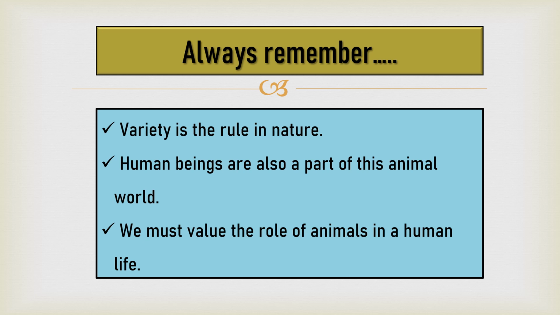So, children, this was all about animals we are familiar with. We get to observe most of these animals in our surroundings. Apart from those, there are many more animals on the earth. In the next video, we are going to learn how scientists group them in different categories.